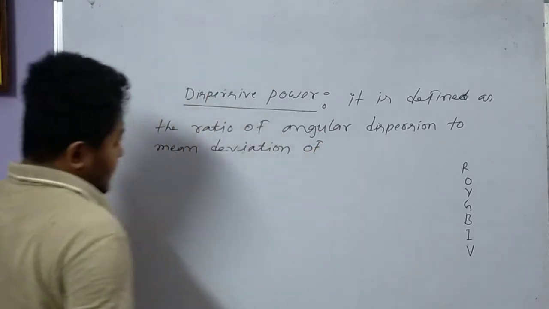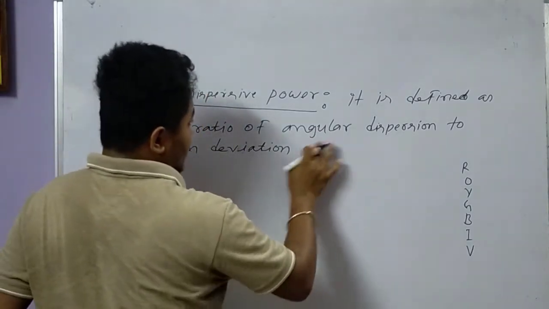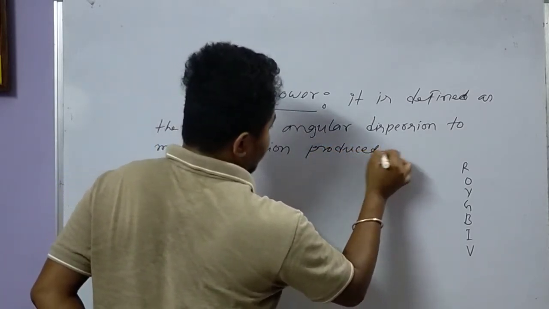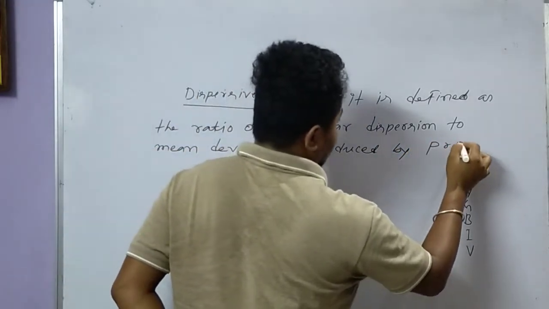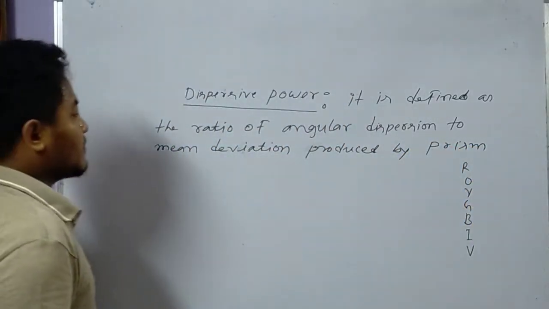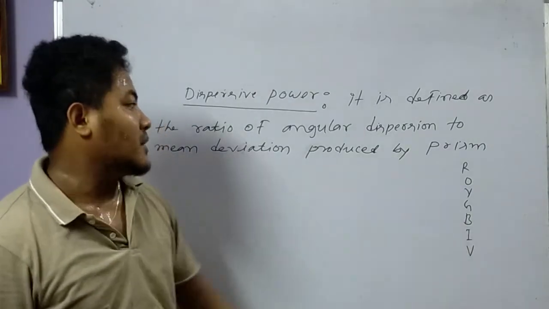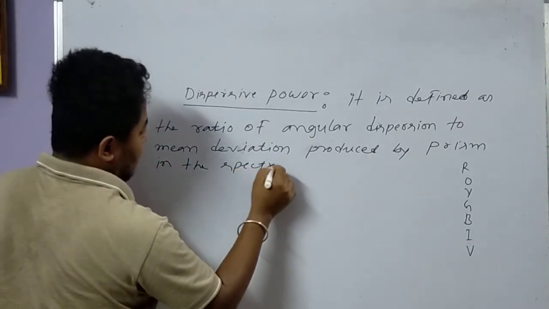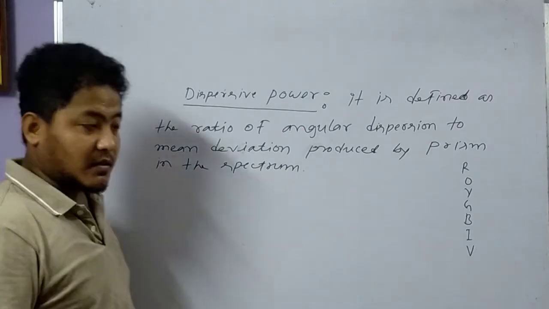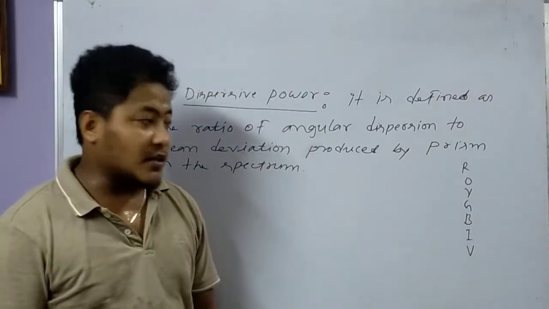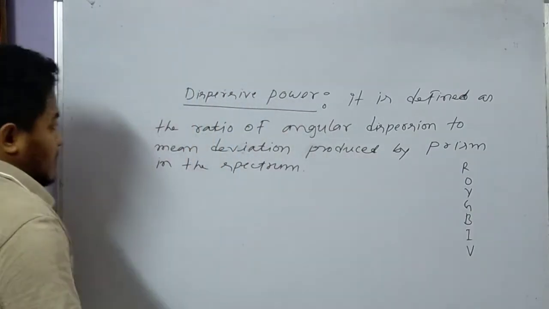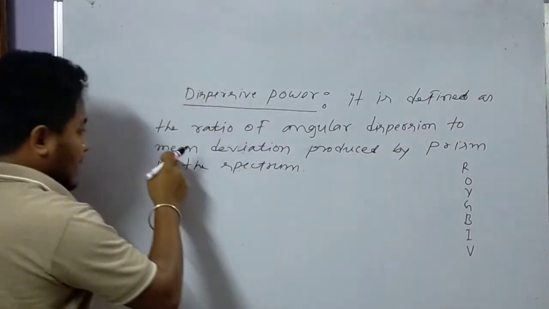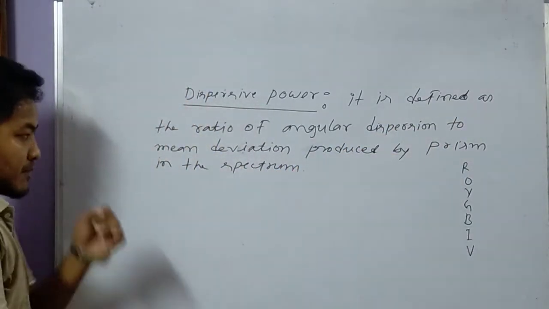Mean deviation produced by the prism in the spectrum. Spectrum, you have understood, it is a combination of all these 7 colors when it comes together. So you can say that it is defined as the ratio of angular dispersion to mean deviation produced by prism in the spectrum.